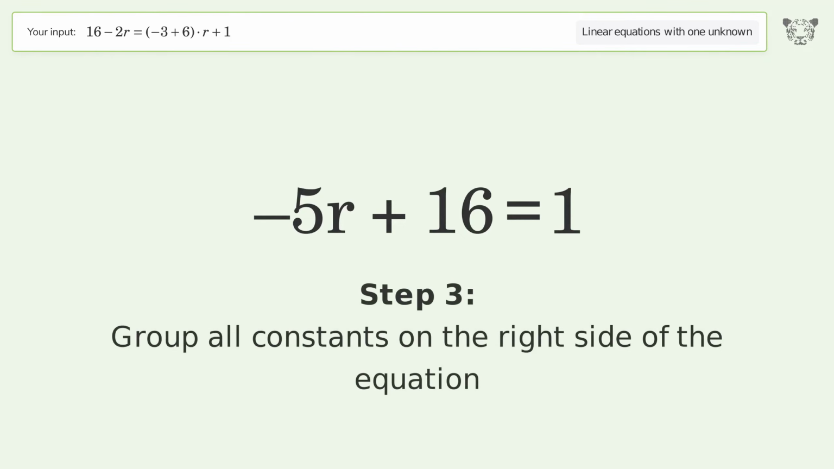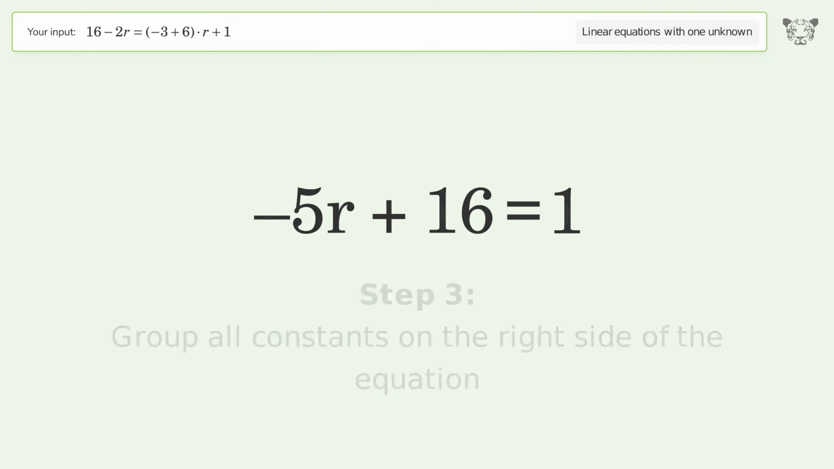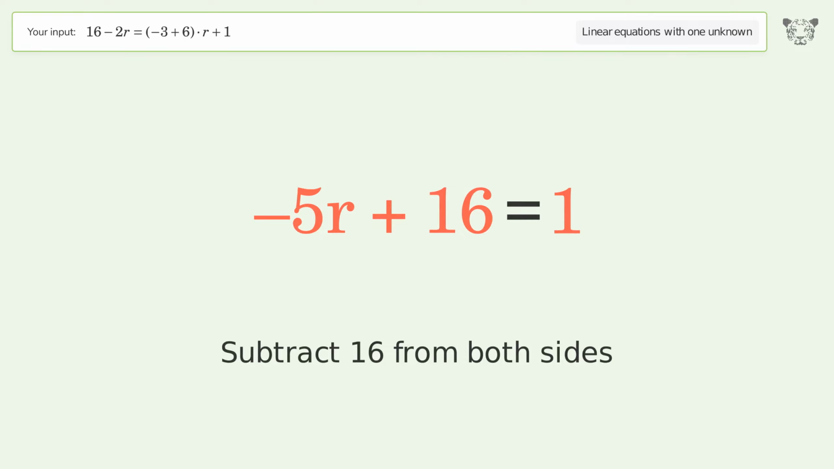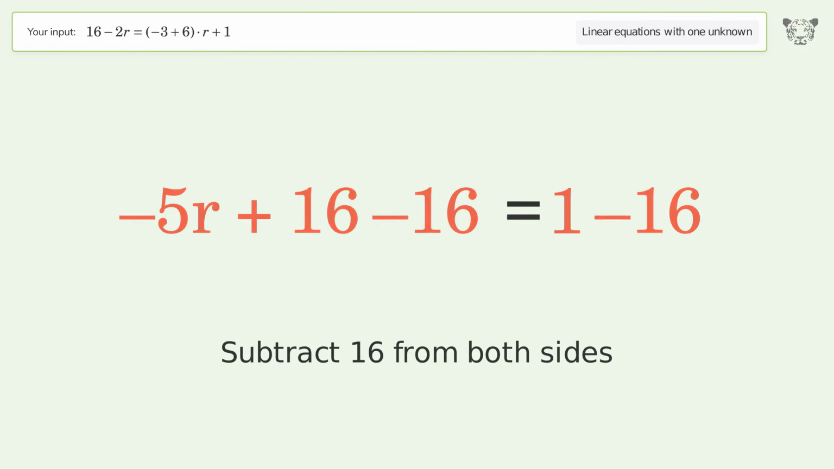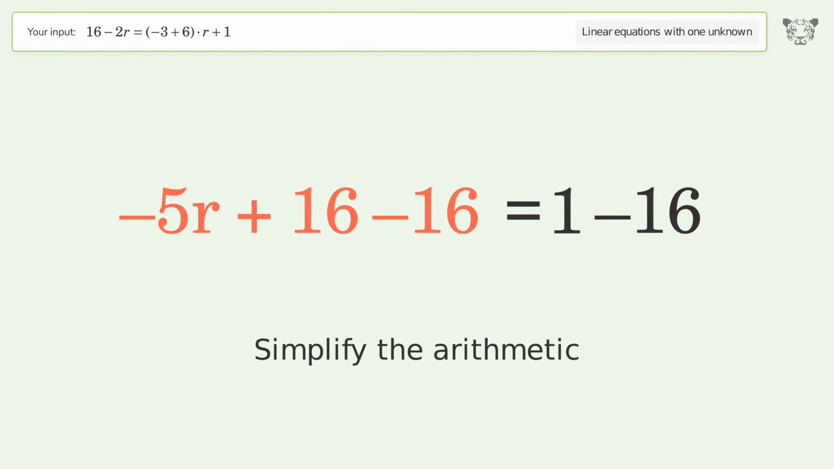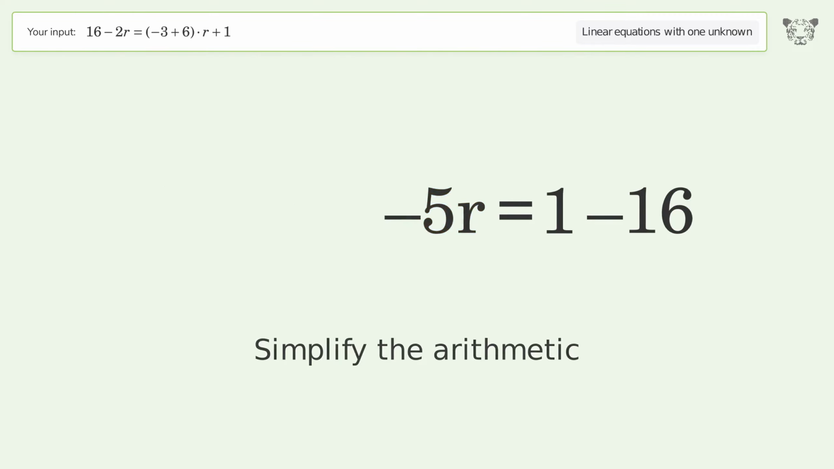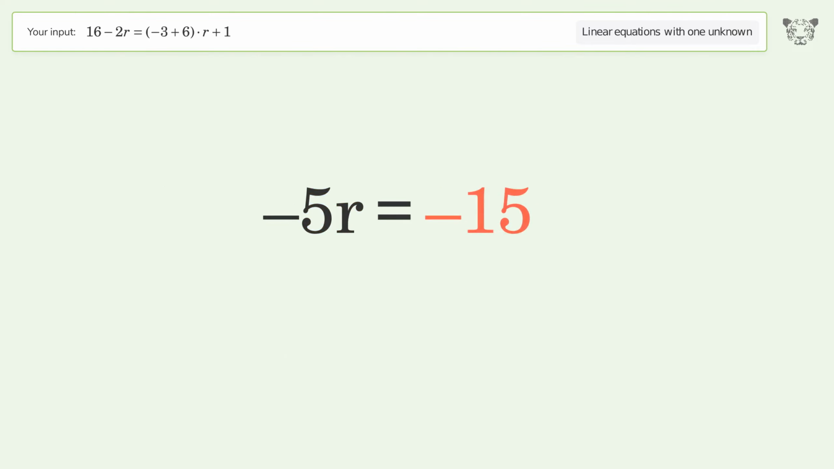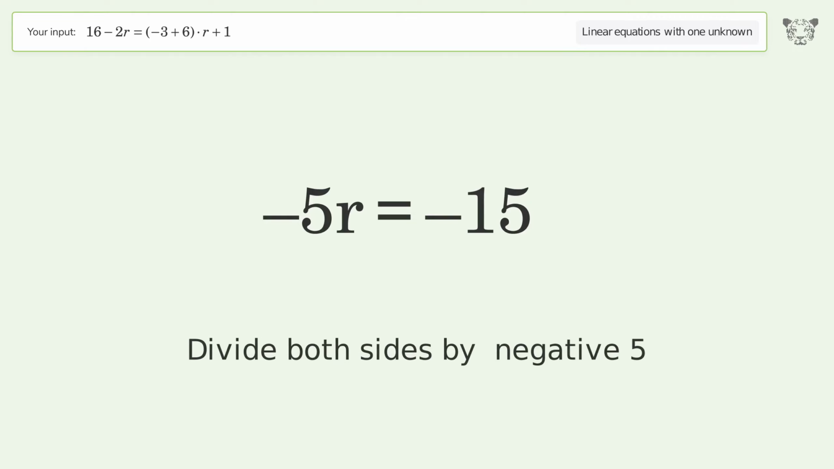Group all constants on the right side of the equation. Subtract 16 from both sides. Isolate the r. Divide both sides by -5.